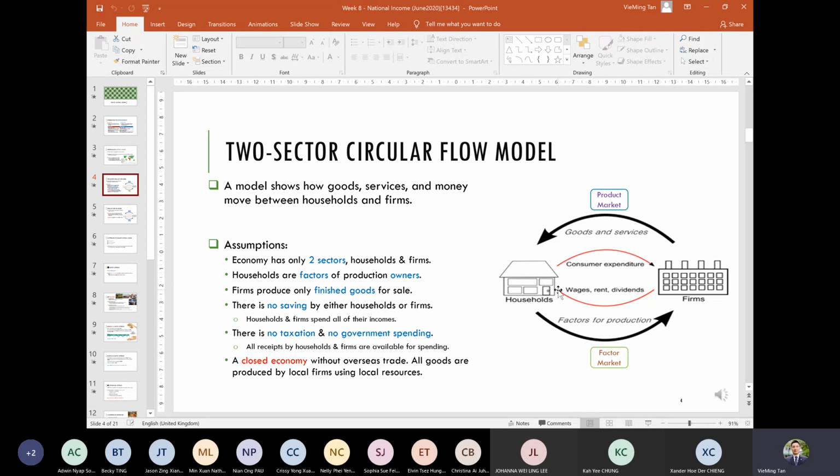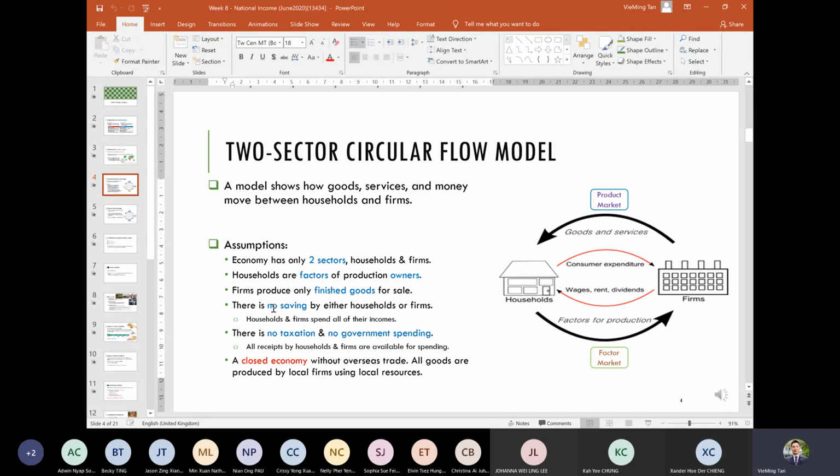The household also assumes that what they earn, they are not going to save any money. They are going to spend all of the money they earn. So that means the total income is equal to the total expenditure. This is the assumption given for this model. So in short, it's assumed that there is no saving among the household. All of the revenue received by the household will be spent. No saving.